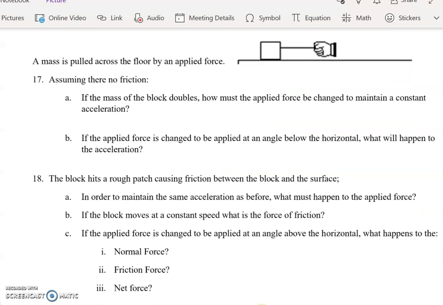17. A mass is pulled across the floor by an applied force. Assuming there is no friction, if the mass of the block doubles, how must the applied force be changed to maintain a constant acceleration? So again, F net equals ma. We're saying that the mass doubles. Now we have twice as big of an m. If we want to keep the same exact acceleration, that means you must have twice as much net force, so that the ratio there stays the same. So F net doubles. F net here is the applied force.